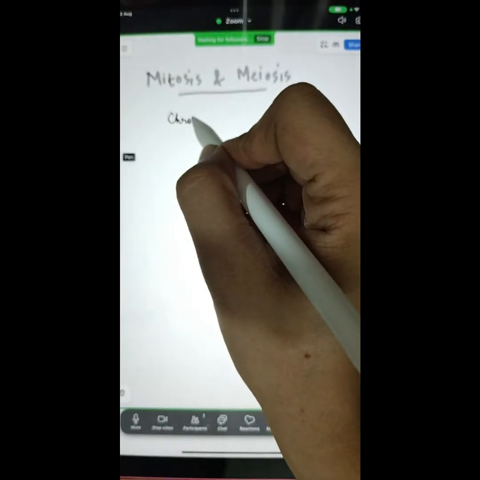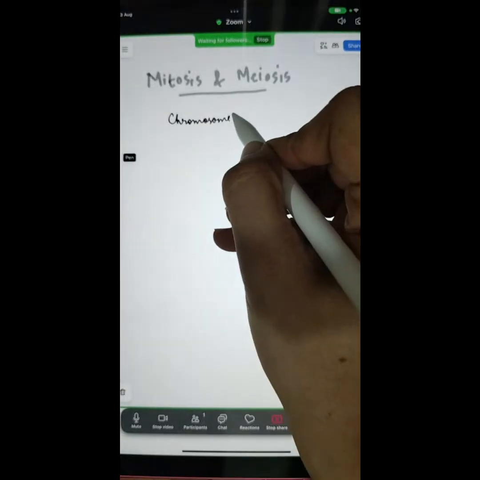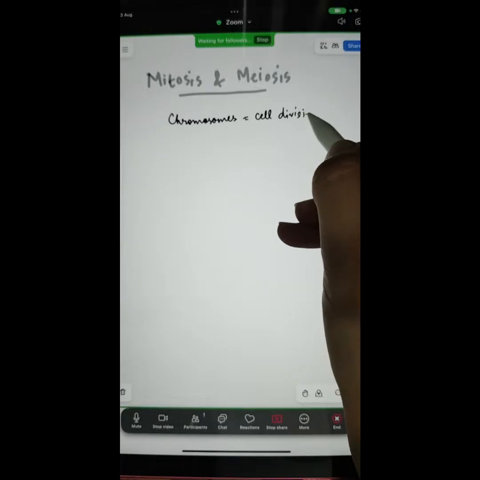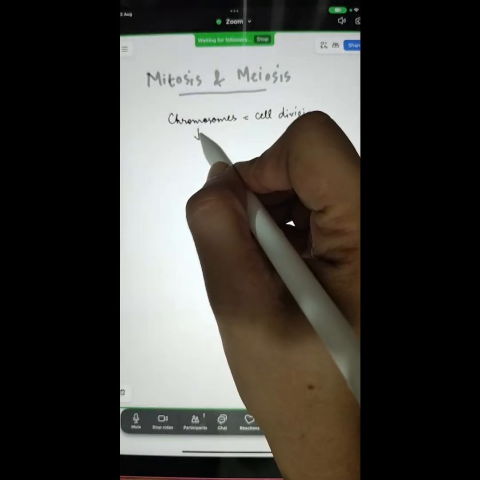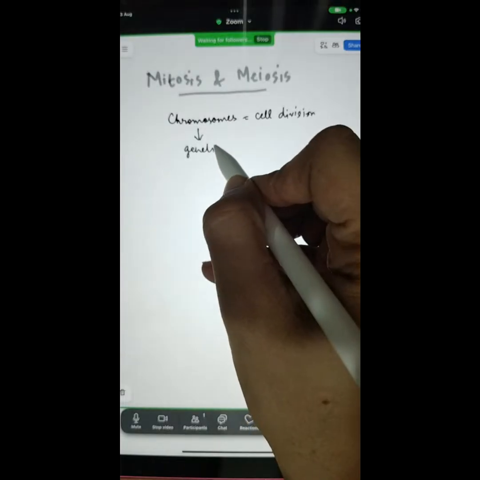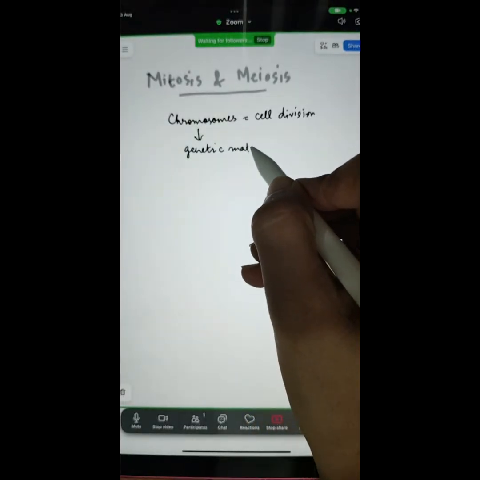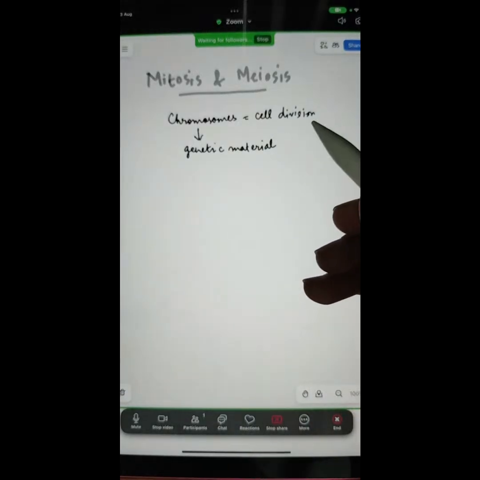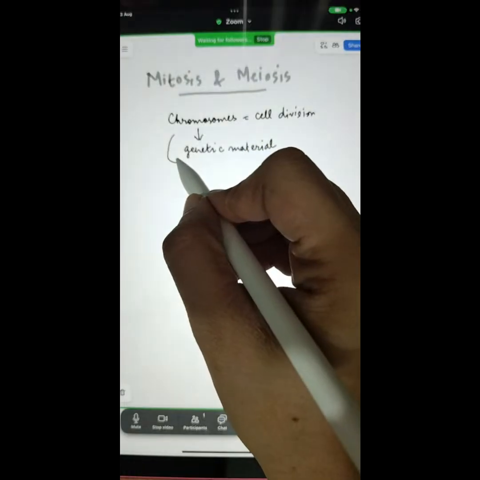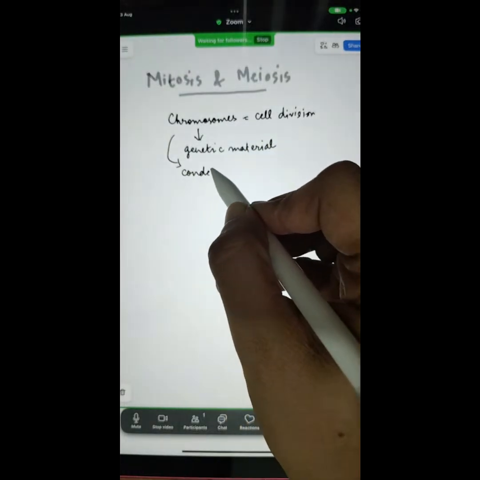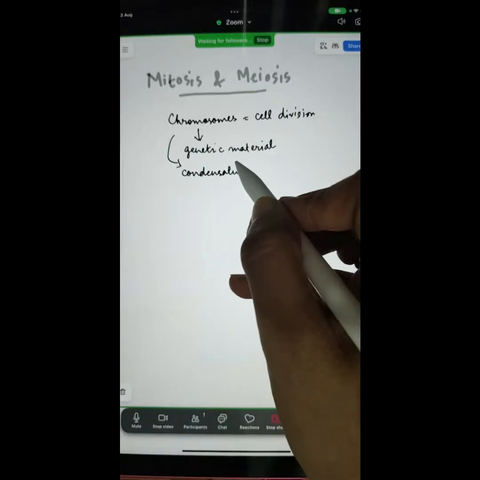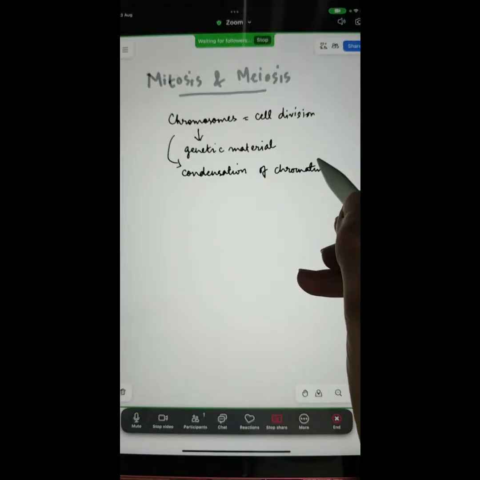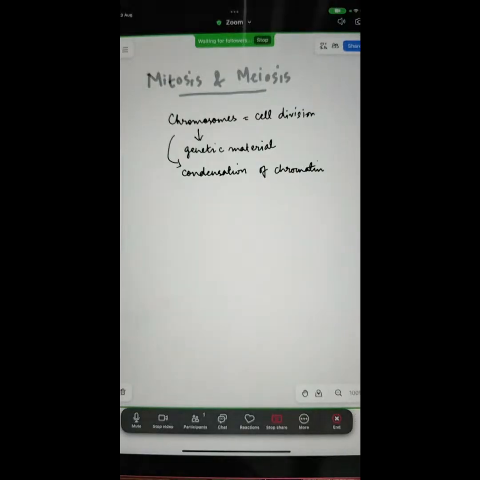So chromosomes are seen only at the time of cell division. What are chromosomes? These are the genetic material, right? These are the genetic material that contain DNA. How are they being formed? Chromosomes are formed due to the condensation of chromatin. All these terms are in syllabus of class ninth, but it will be helpful to class 10th also.